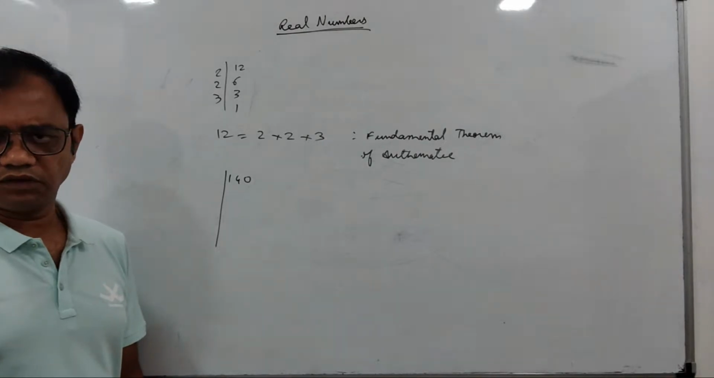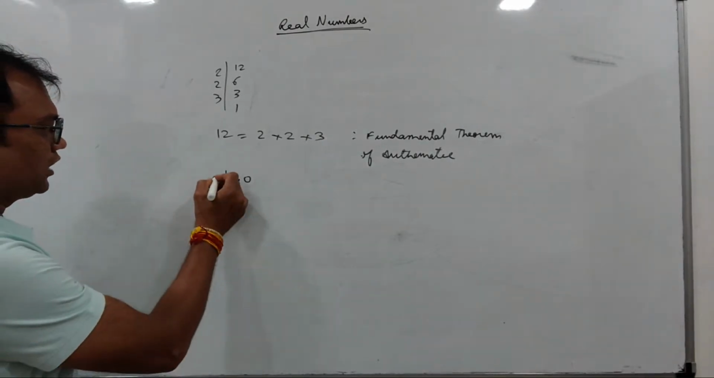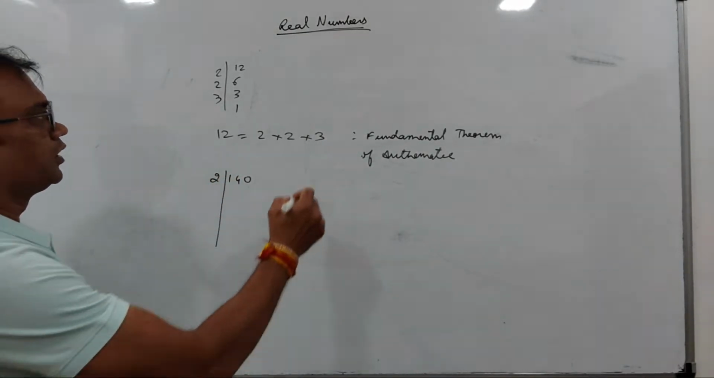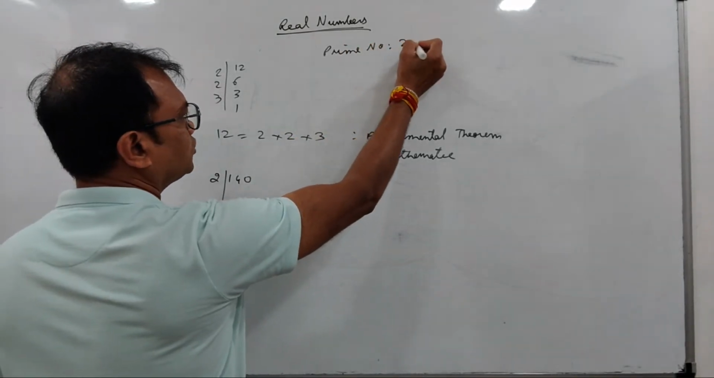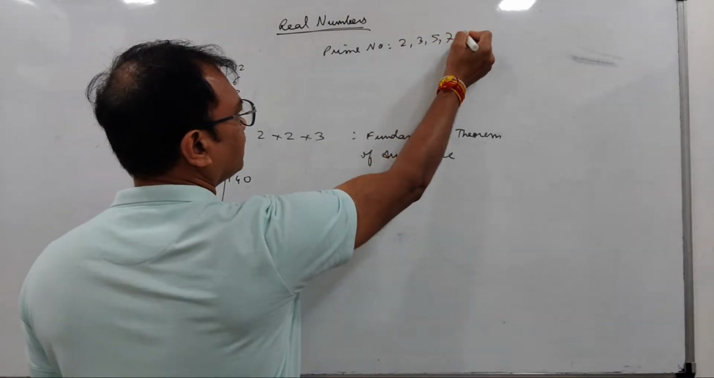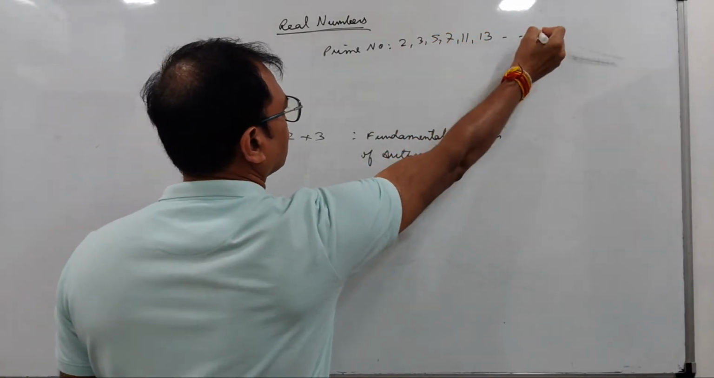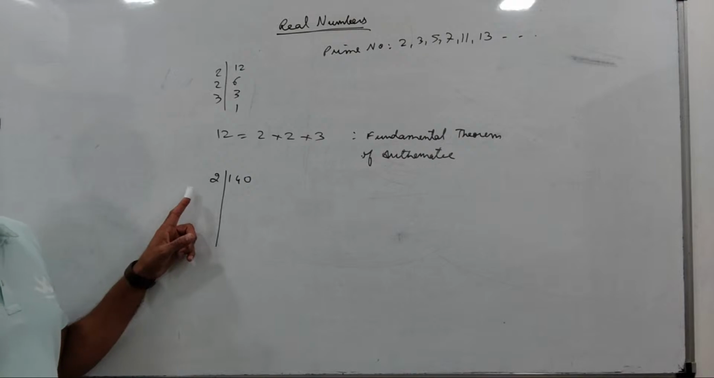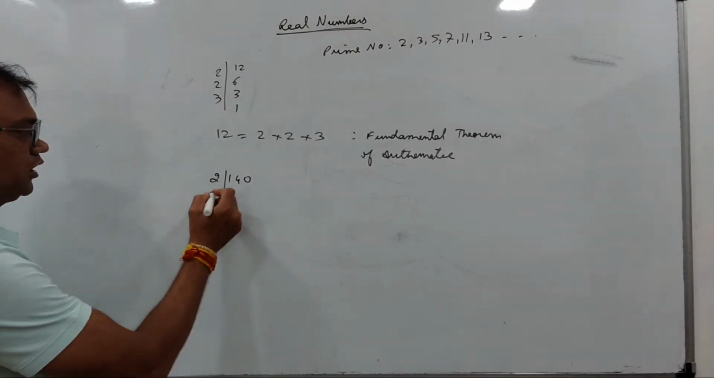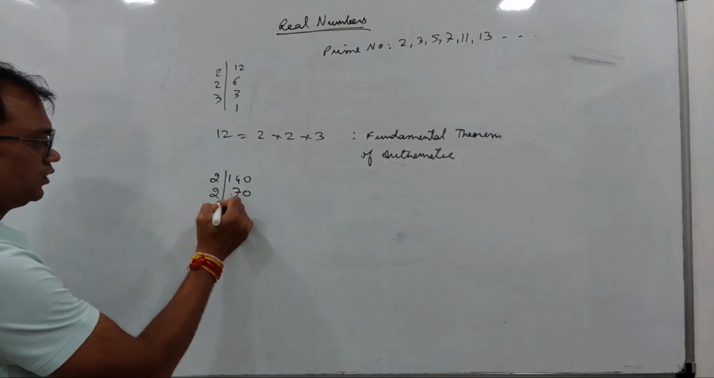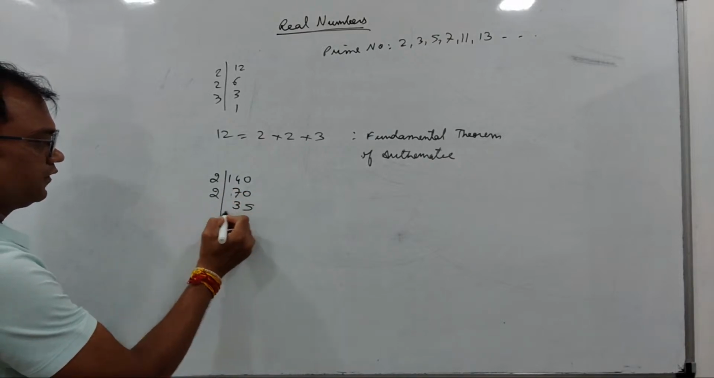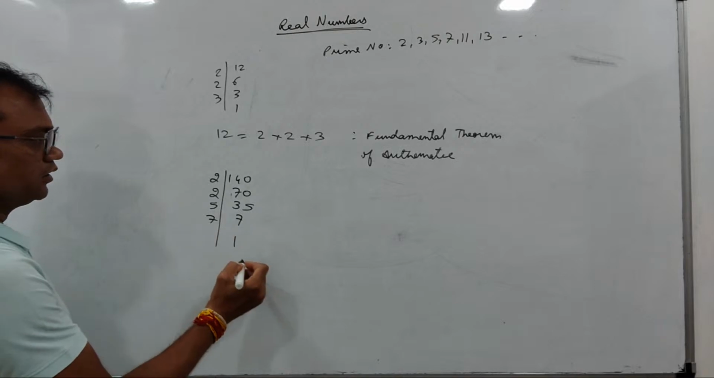The first question is 140. We always start with the first prime number. As I wrote down the prime numbers before: 2, 3, 5, 7, 11, 13 and so on. So we start with the first prime number. 140 is divisible by 2, we get 70. 2, 35, 5, 7 and 7, 1.